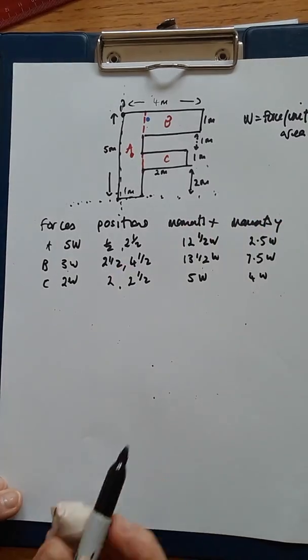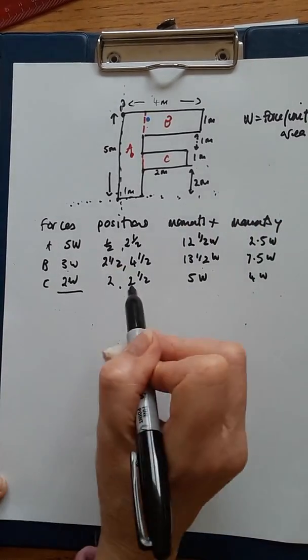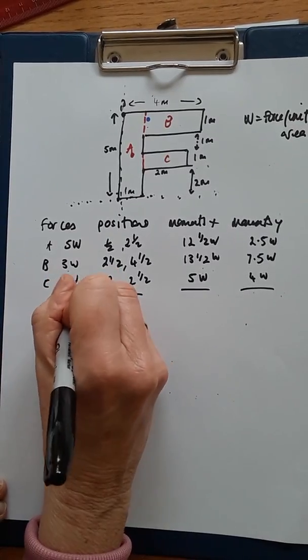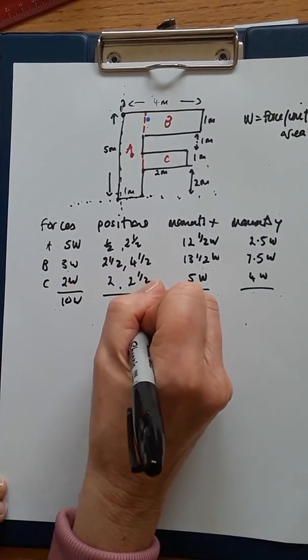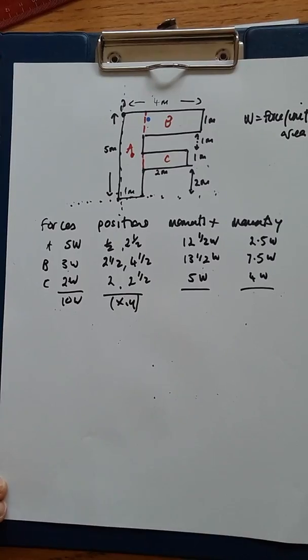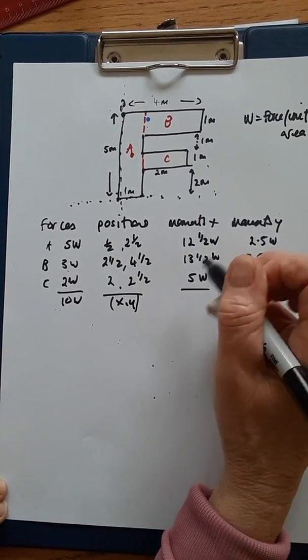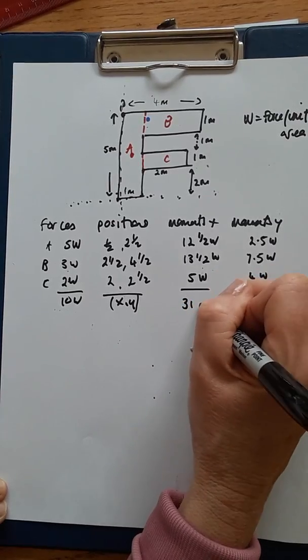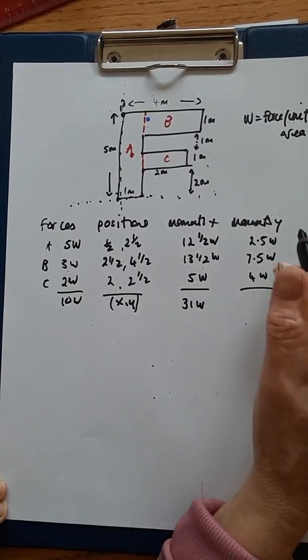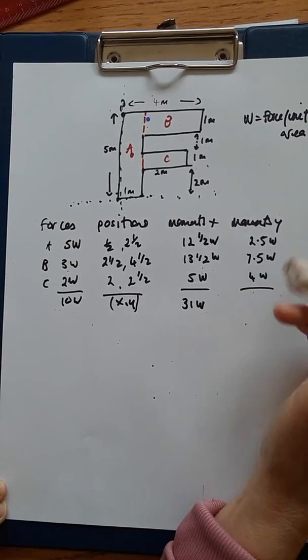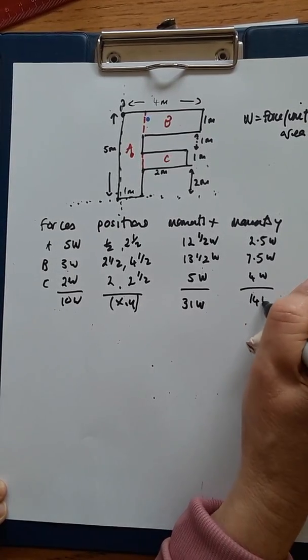Right, so I have my table set up. I'm going to use the law of moments. I'm going to get the resultant, which of course is 10W. I don't know where the centre of gravity is, that's the position xy. The moments about the x-axis, when I add these up here, that's going to be 31W. And when I add these up here, that's going to be 14W.